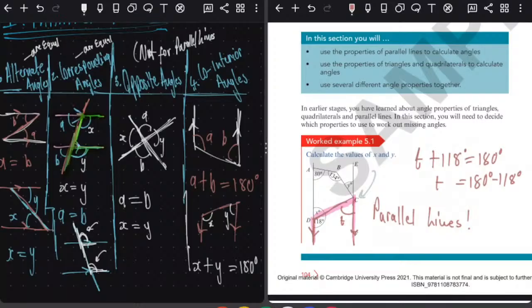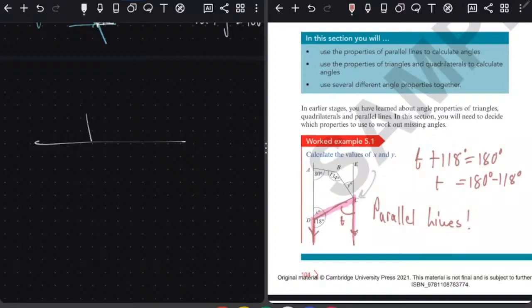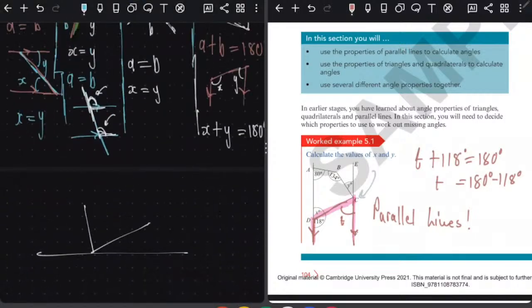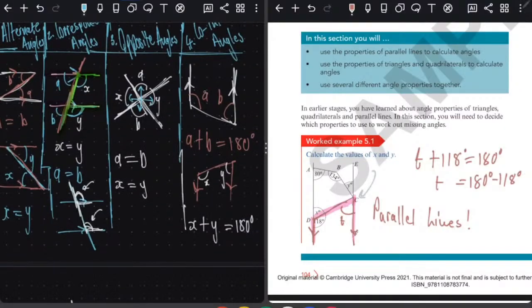One more thing. When you have different angles, it's like an X. The opposite angles will be equal, this one and this one. They are the ones that are equal, the opposite ones. When you do side to side, it's like this. X and Y, they're equal because they're opposite. Co-interior are not equal. They add to give 180. A and B. That's the only one which is not equal.